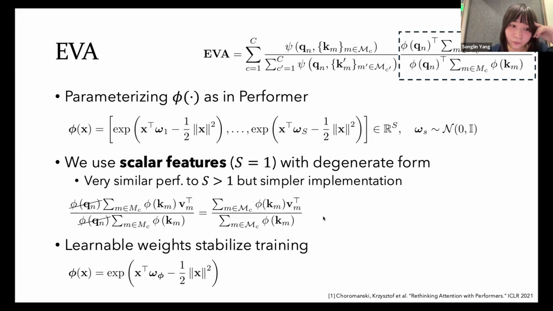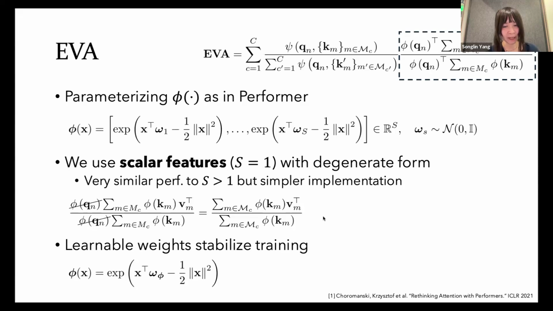I hope this addresses the questions raised earlier. Why can you cancel out the phi Q_n term? Because phi outputs a scalar value and it appears on both sides. So you are using a feature map from d-dimensional to one-dimensional? Yeah, exactly. And do you observe similar performance when using S much larger than 1? It's not much better, but it's at least very close to very high dimensional feature functions.